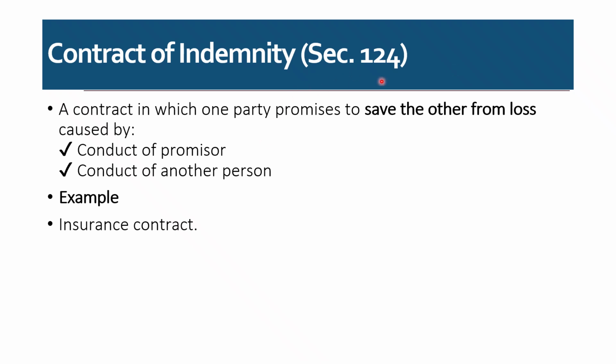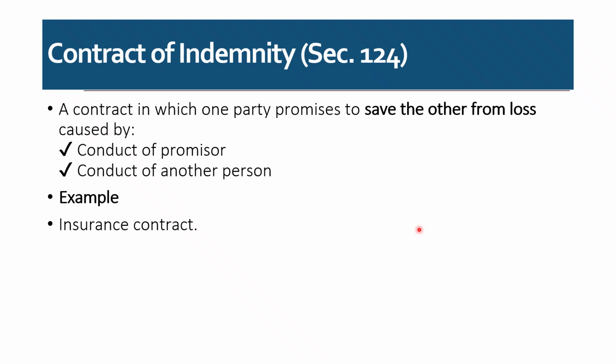Section 124 defines indemnity as a contract in which one party promises to save the other from loss caused by the conduct of the promisor or of any other person. So, a contract in which one party promises to save the other from the loss caused by the conduct of promisor or the conduct of another person. In simple words, A promises to protect B from loss.